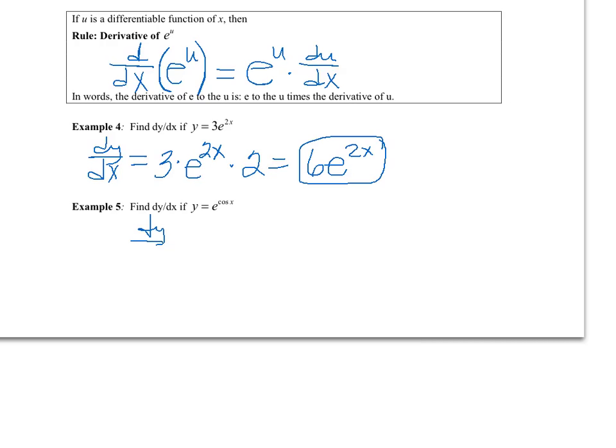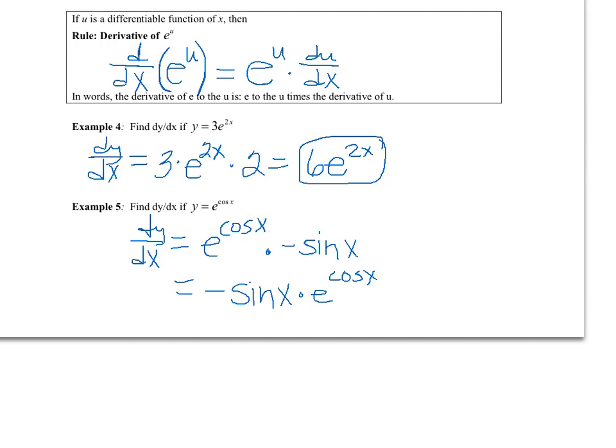dy dx, the derivative, equals e to the cosine of x times the derivative of that exponent, which is negative sine of x. This would probably just be rewritten so that the negative, I've seen it written both ways, where the sine comes first, or they leave it as e to the cosine x times the sine of x, and then they just put the negative out front. So it's all the same thing. That commutative property of multiplication lets you kind of do anything you want with it. But any of those answers would be acceptable.